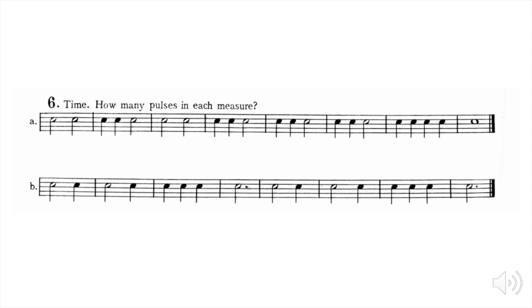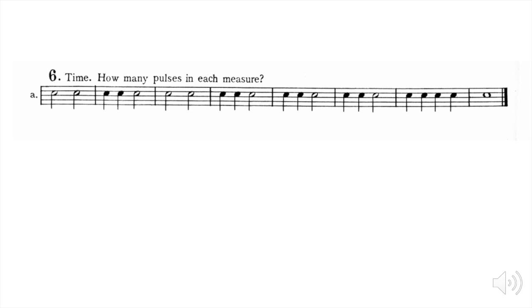So here's number 6, letter A. We're going to be specifically looking at this line. It says time and how many pulses in each measure. So by the end of this video, what I'm going to have you do is to play these measures working specifically on time. So we're going to be looking at how many pulses in each note and attempting to play them evenly and consistently through this entire line.